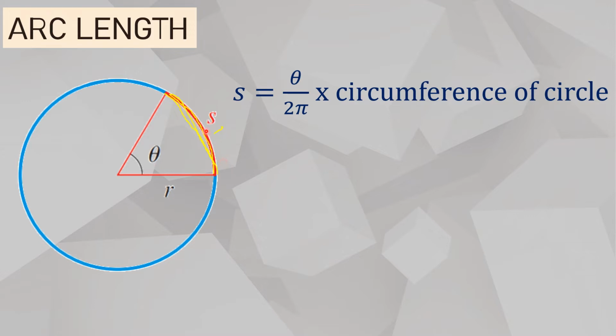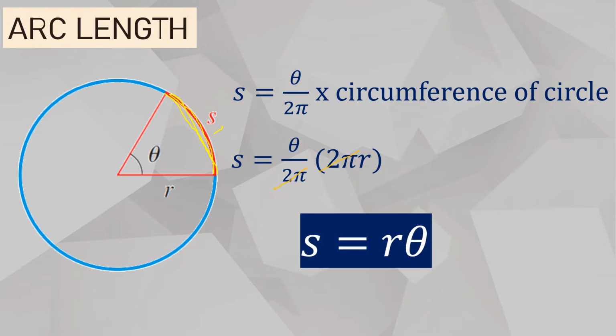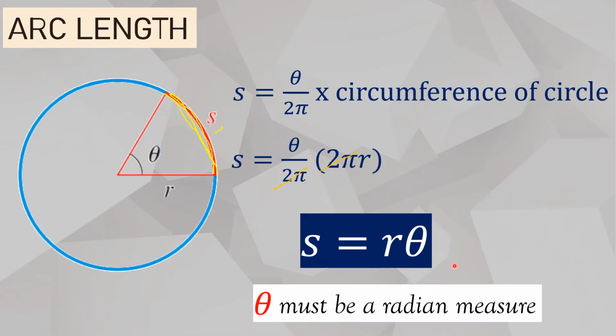Okay? Ngayon, you're going to substitute, circumference of the circle is 2 pi r, right? Now, we are going to have the elimination of 2 pi. Tanggal na yan. Okay? So, the arc length S is equal to the product of the radius and the angle measurement. Now, the angle measurement theta must be a radian measure.